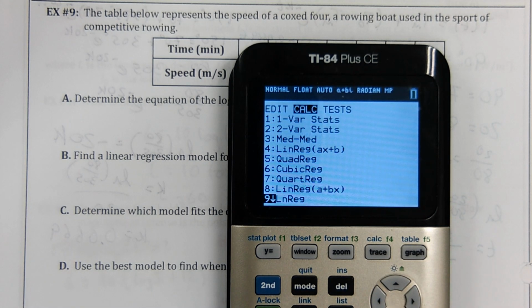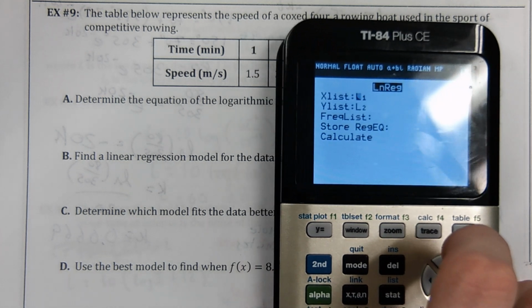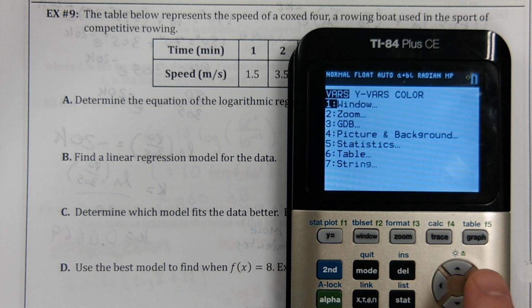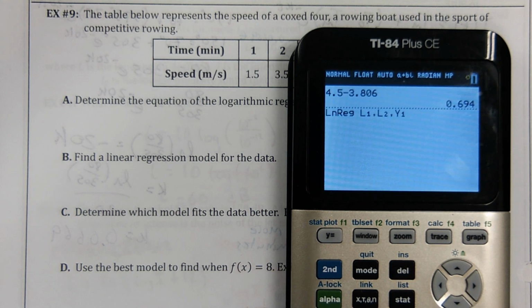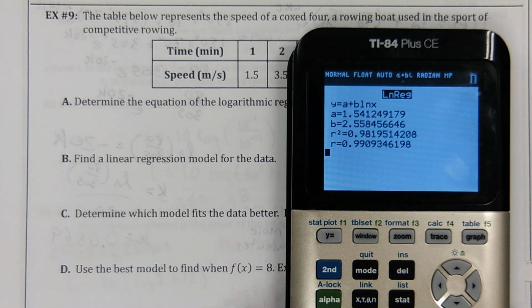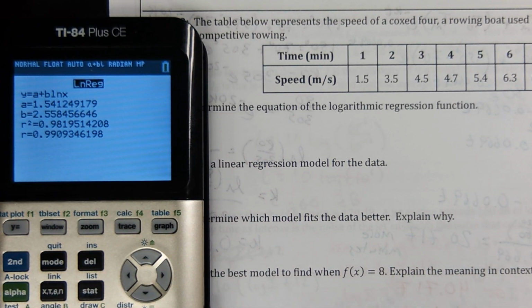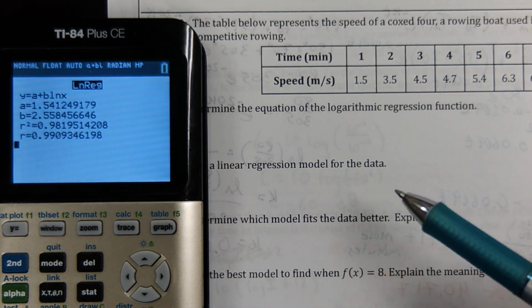Let's go ahead and tackle logarithmic regression. I need to save one of them, and I don't know which one, so I'll save them both. We'll save the logarithmic as y1. So vars, yvars, function y1. Okay, let's get that written down. And this is time versus speed.